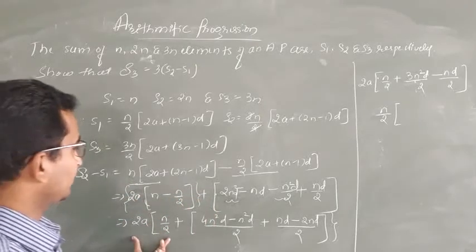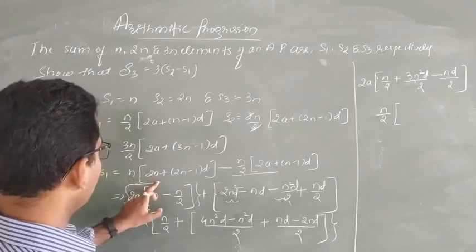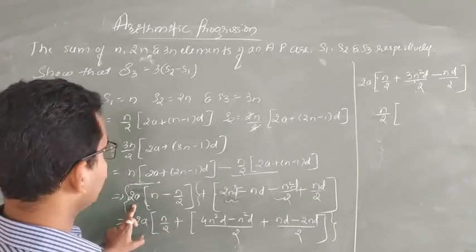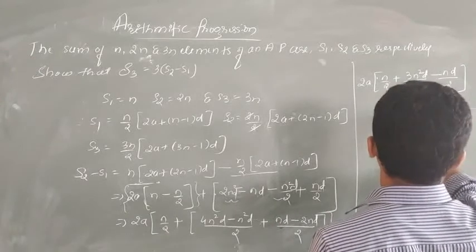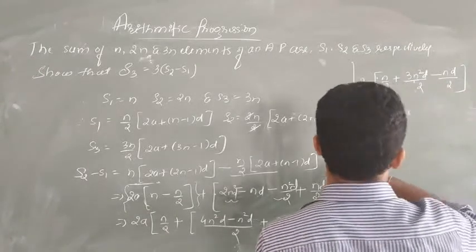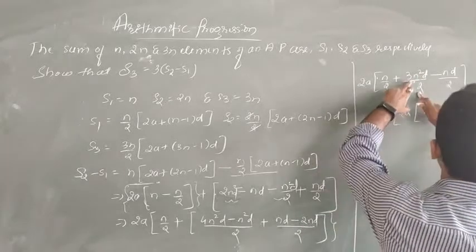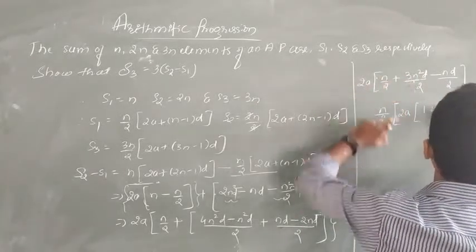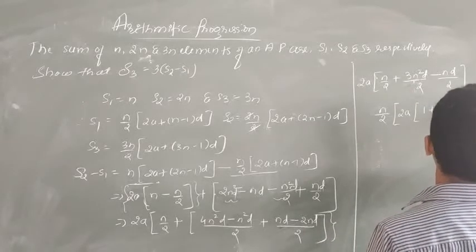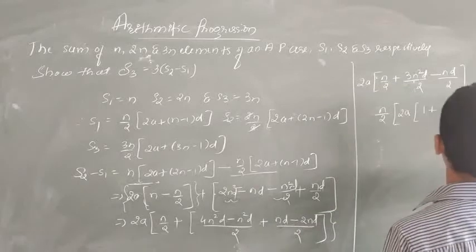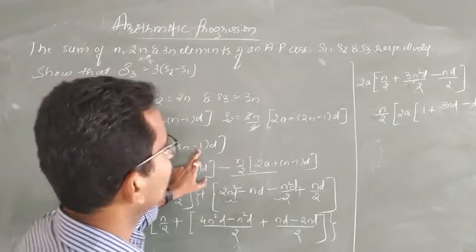Taking n by 2 as the common multiple, what remains is 2a, and then 3nd minus d, because I should get 3n by 2 into 2a plus 3n minus 1 into d.